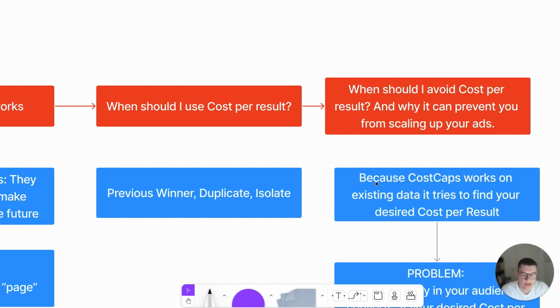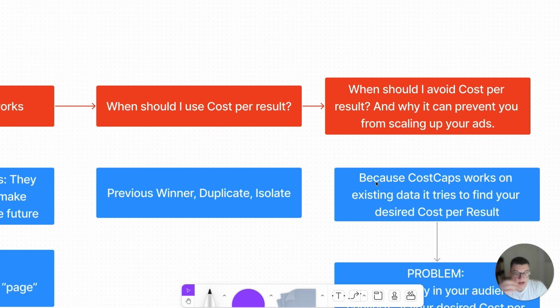I use cost per result whenever I have a previous winner, and most likely it's one ad only. I take my previous winner and duplicate the campaign. Get rid of all of the other ads in that campaign, so that I only have the winning ad. And the winning ad is most likely the one with the most amount of spend, not the one with the highest ROAS. And then I set the cost cap to something lower than my average. So let's say I have a winning ad, $100,000 ad spend, giving me $50 CPAs on average. Now I duplicate the campaign, get rid of all of the other ads except for that $100,000 ad, and I put the cost cap to 45.